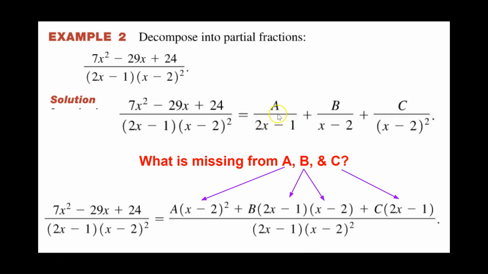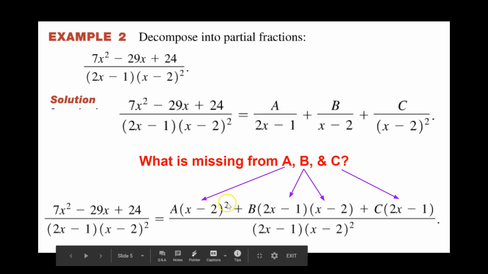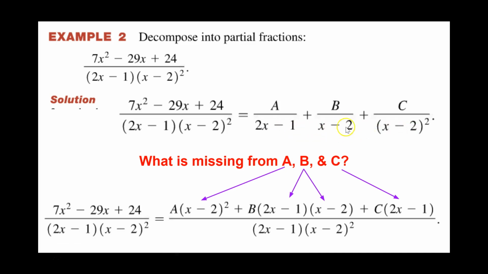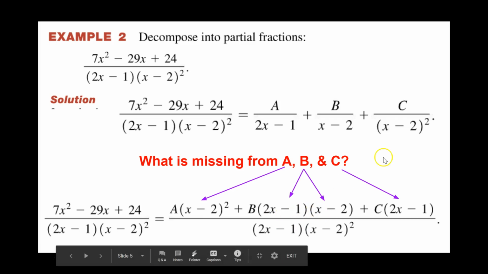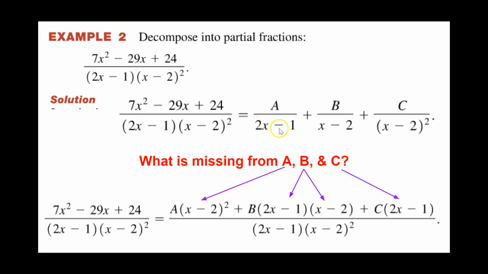So just to recap again, the A is missing the x minus 2. Remember, it's supposed to be two of them, so that's where the square comes from. The B is missing a 2x minus 1, and just one of it, because it already has one, so it's just missing one of these parts. So that's why we multiply those together. And then the C is just missing the 2x minus 1.